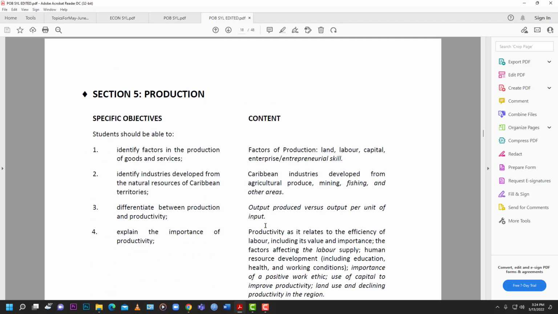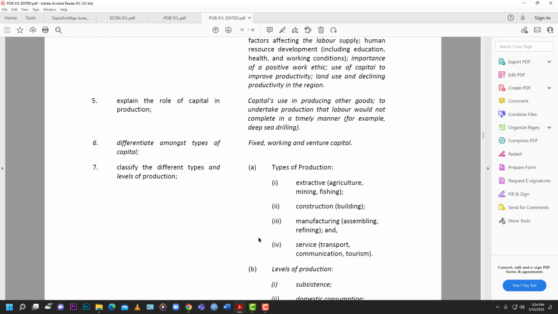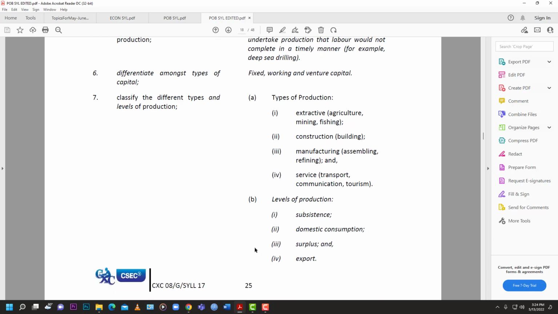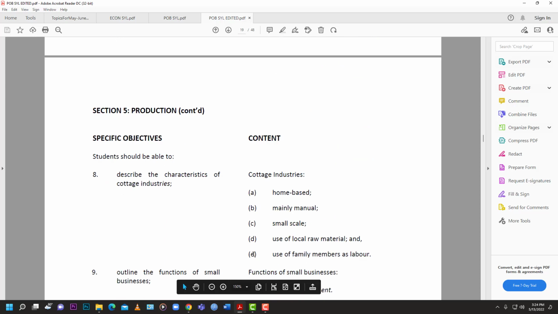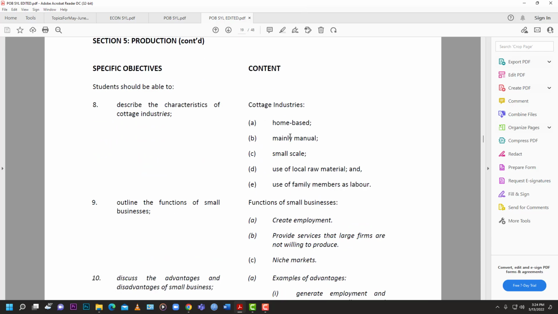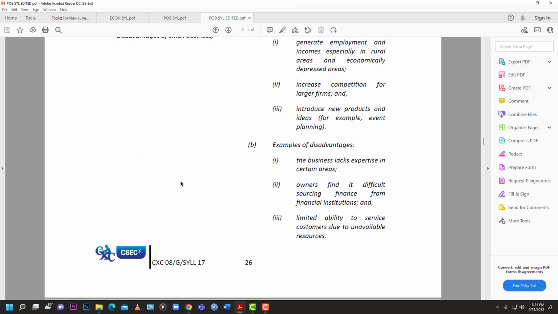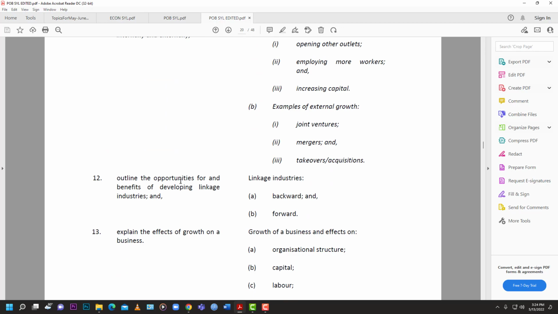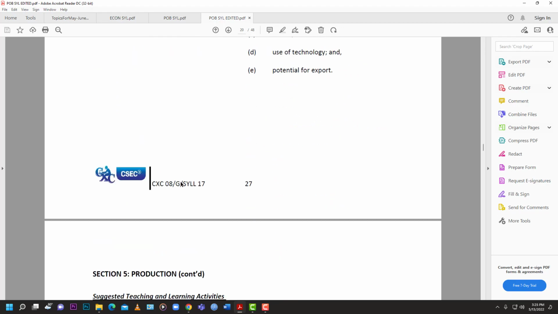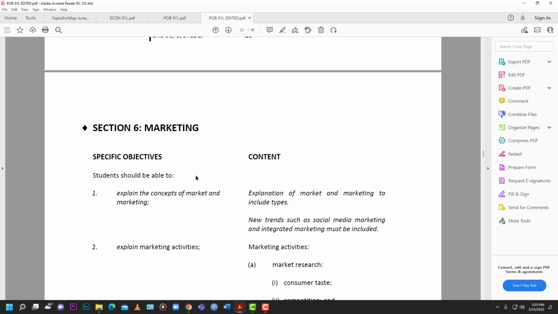Section 5, production. Again, a very meaty section. Looking at backward linkages, forward linkages, factors of production, right? Differentiating levels of production, types of production. We're looking at subsistence, domestic, surplus, all those things. We're looking at what is a cottage industry, what is a home or house, a small business, what happens when the business starts growing. These are the things we're looking at. Advantages and disadvantages of a small versus a large business. So this is what we have to look at when we're looking at this particular section of production. Again, can be very meaty as a topic.